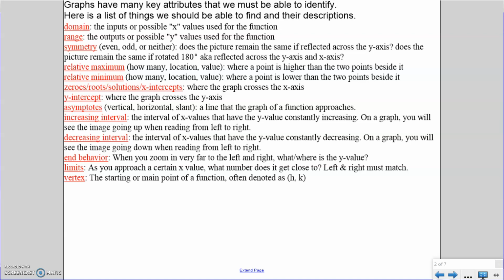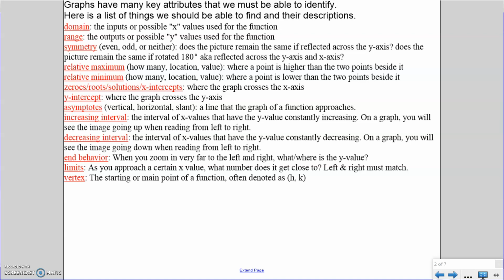Vertical is if there's a restriction. Horizontal usually shows up when we do exponential graphs. Vertical is when we do rational graphs, also when we do logarithmic graphs. And then slant is more for rational when the exponent or the degree of the numerator is one higher than the degree of the denominator, which you have to do long division for.